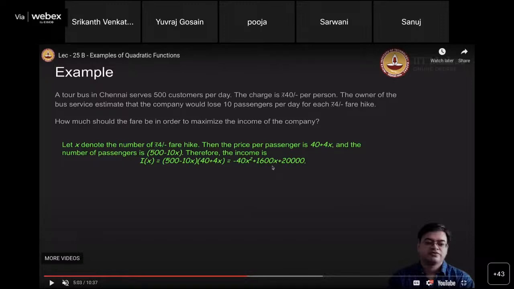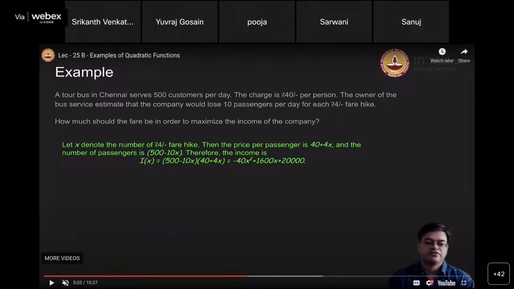From this equation, what is the question we asked you? How much should be the fare? So we are asking you the value of 40 plus 4x, not the value of x, nor the maximum profit, nor the vertex, nor the maximum income of the company. How much should be the fare? What should 40 plus 4x be so that the company can get maximum profit? They are asking for the direct fare.